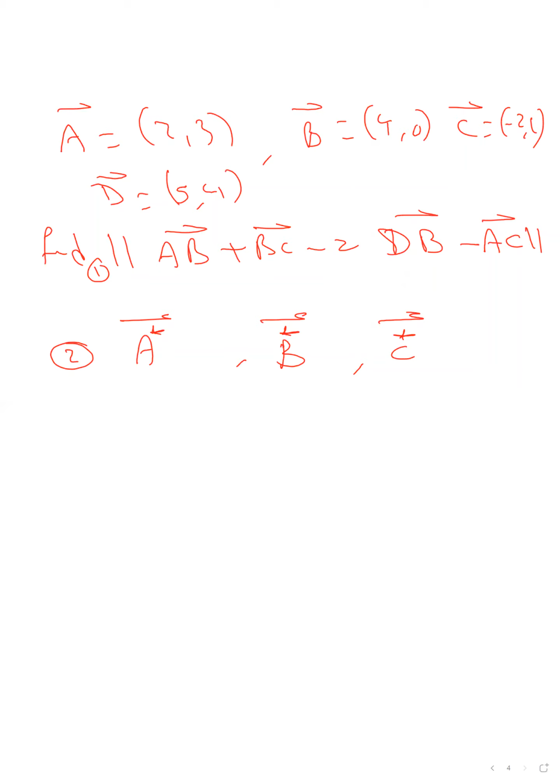First let's see AB. AB means B minus A. Number 1: B minus A, then plus C minus B, then minus 2B plus 2D. So it becomes B minus D, 2D minus C plus A. Okay?